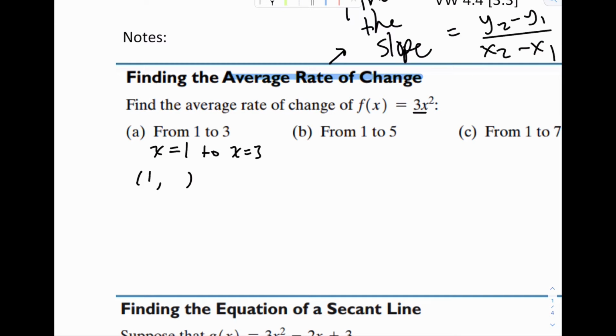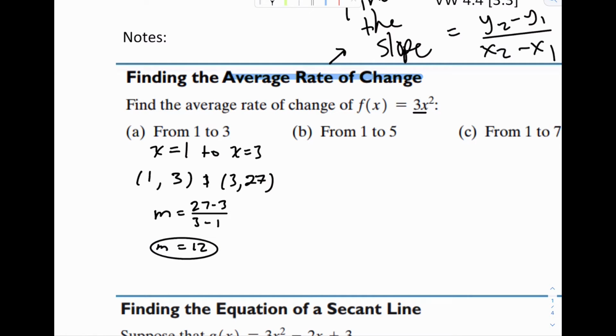So that's what you do: 1 comma something and 3 comma something. What you gotta do is figure out what that y part is, and notice how they give you an equation. So take that 1, plug it in, that's just 3. Take this 3, plug it in, that's just 27. So now I can find my slope. M is equal to 27 minus 3 divided by 3 minus 1. And that's going to be 24 over 2, which is 12. So right there, that's your average rate of change.